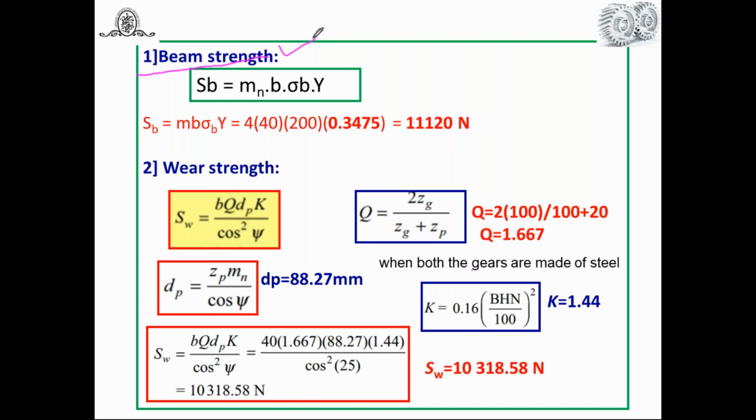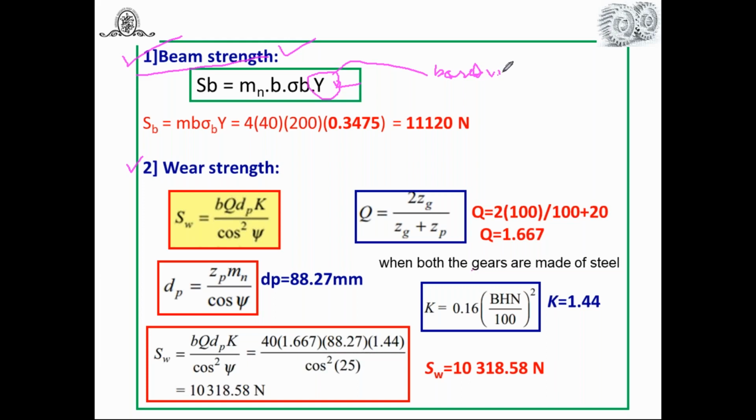You have to take into account the velocity factor to account for the dynamic load. But whether SB or SW should be used is not mentioned anywhere in the problem. So what do you have to do? Try to find out the beam strength as well as the wear strength. Let us first of all find out the beam strength. You know very well that the beam strength equations for spur gear and helical gear are the same, but this Y, the Lewis form factor, is based on the virtual number of teeth.